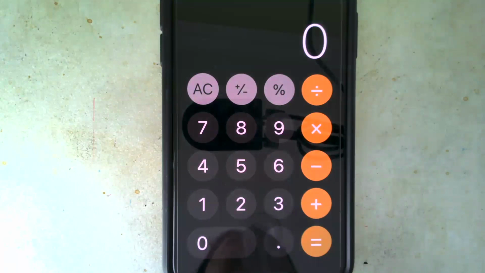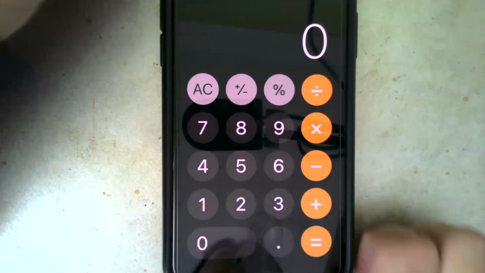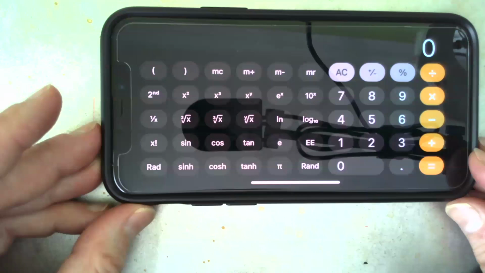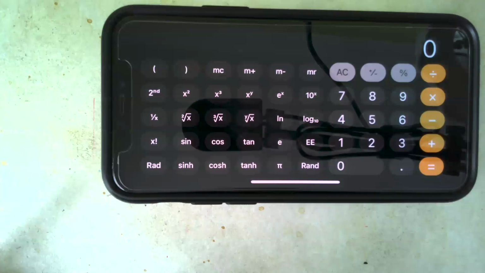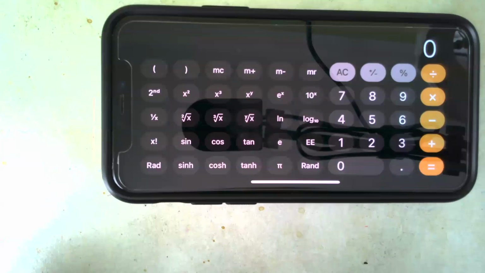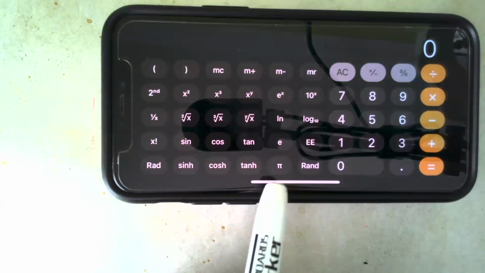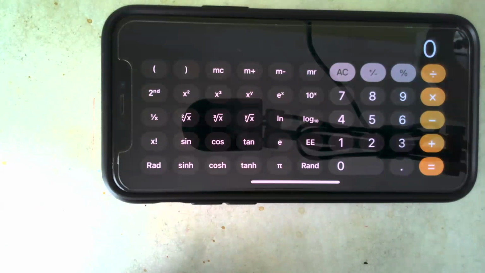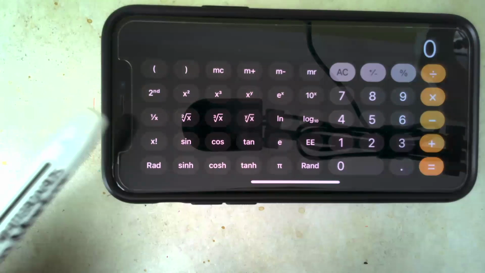But to find our sine, cosine, and tangent, we want to turn it to the side. Now we get a whole lot more functions. So there they are. We've got sine, cosine, and tangent. And don't worry about these down here for now. These are hyperbolic functions. You'll get to that later. But right now, for triangle trig and more, these will do.